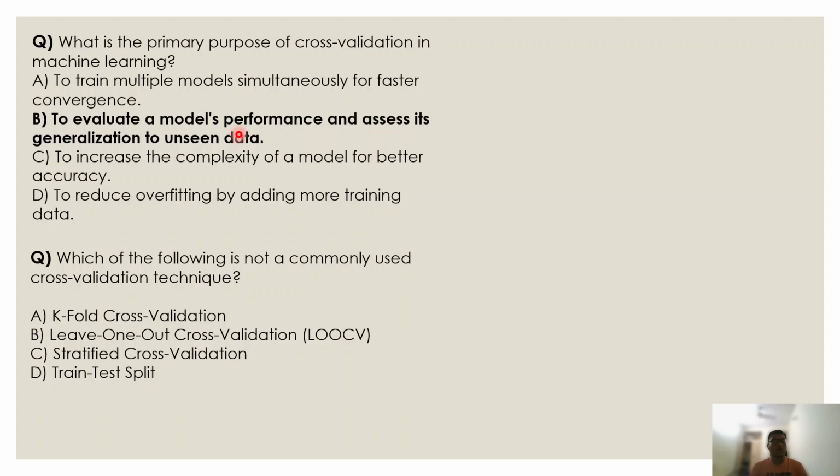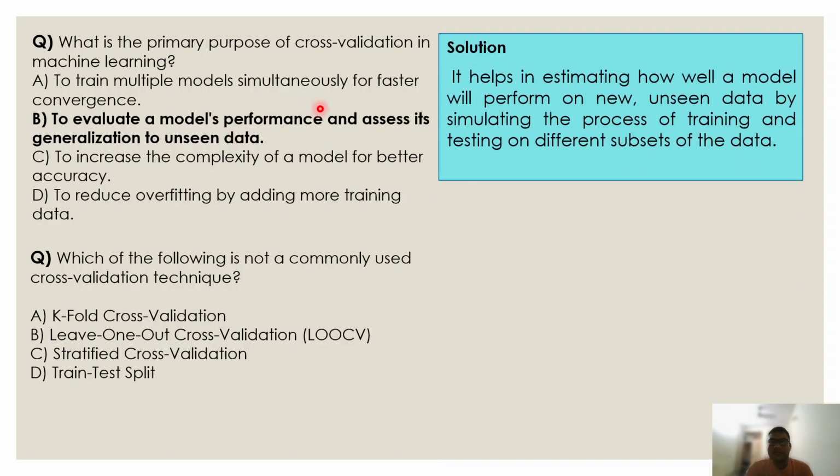It means it learns all things in the training data, but is not able to perform well on the testing data. Okay. So it helps to estimate how well the model will perform on new unseen data by simulating the process of training and testing on different subsets of the data. So that's the main purpose of validation of the model.